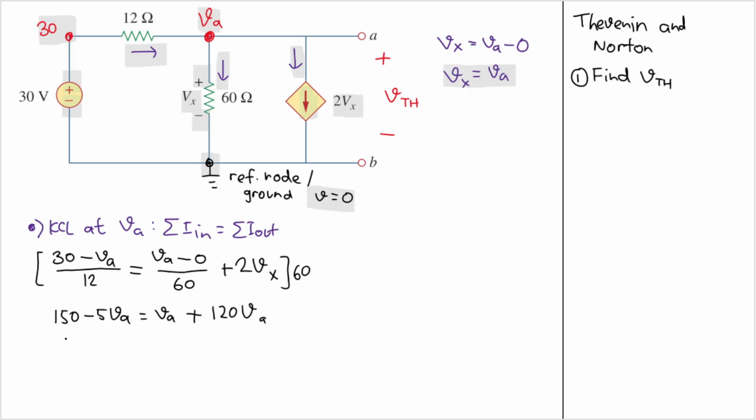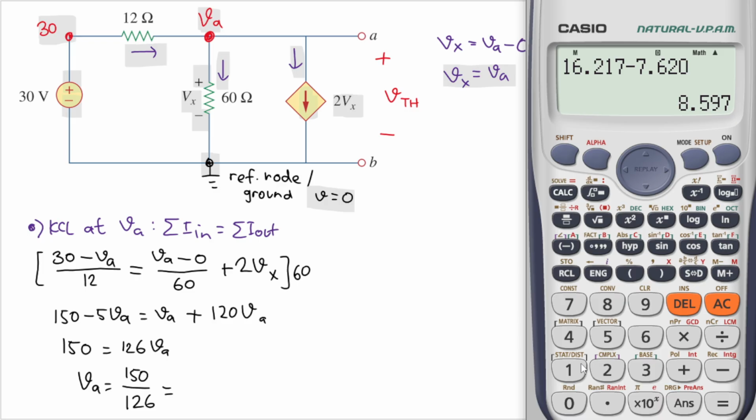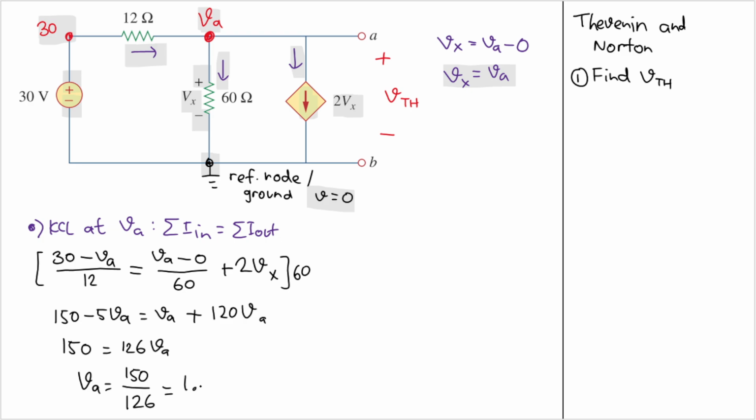Good. Now let's isolate VA to the right-hand side. So I'll have 150 equal to 126 VA. Then VA is 150 divided by 126. I think that is the task of our calculator: 150 divided by 126. That will be 1.190. The unit here will be volt.